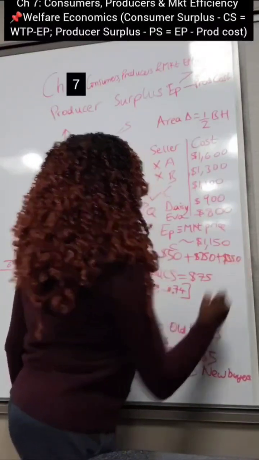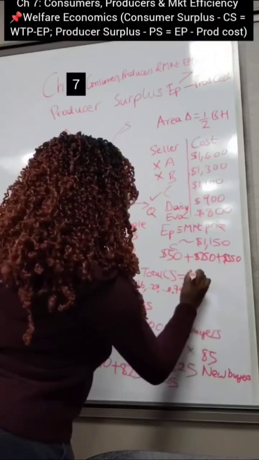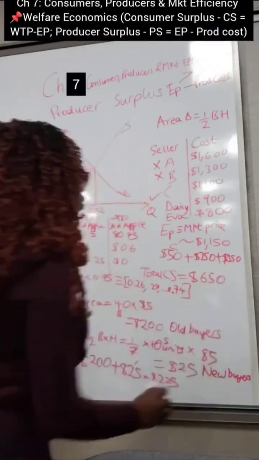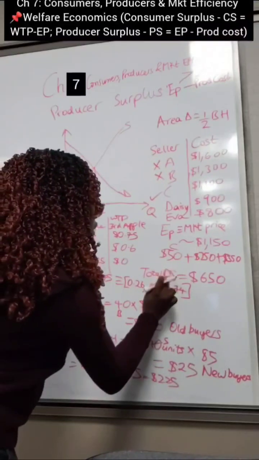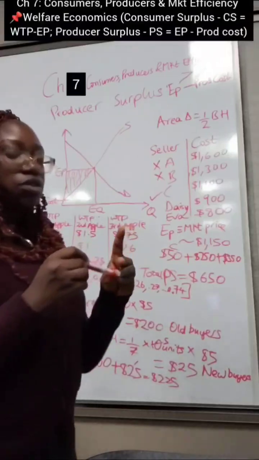So that's $350. And the combination of everything is going to add up to $650, right? So this is your total producer surplus. This is your total producer surplus, $650, okay? So that is how you calculate producer surplus.